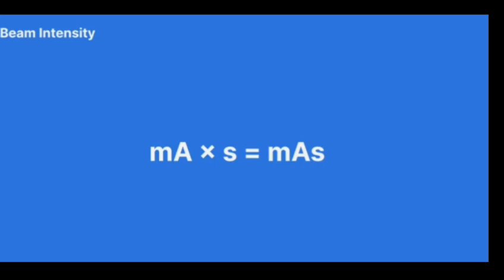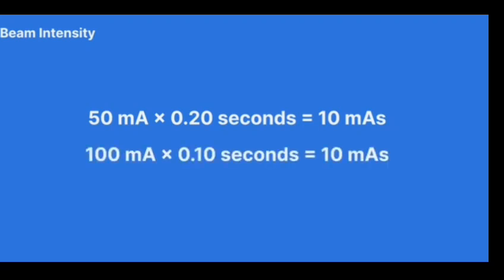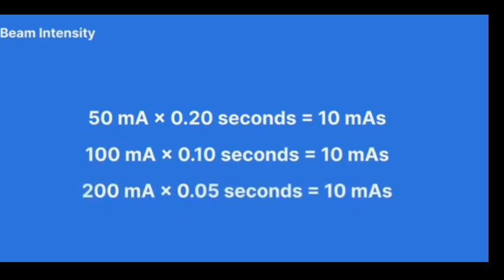There's a reciprocal relationship between mA and time. This means that multiple mA and exposure time settings result in the same total mAs and therefore the same total beam intensity. For example, 50 mA times 0.20 seconds equals 10 mAs, but 100 mA times 0.10 seconds also equals 10 mAs. And finally, 200 mA times 0.05 seconds still equals 10 mAs.